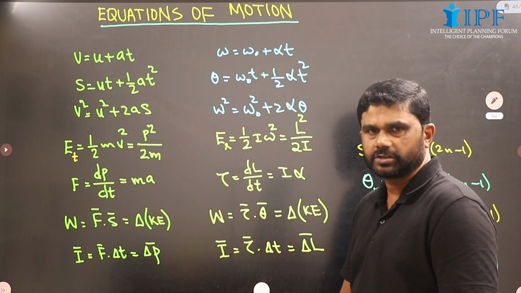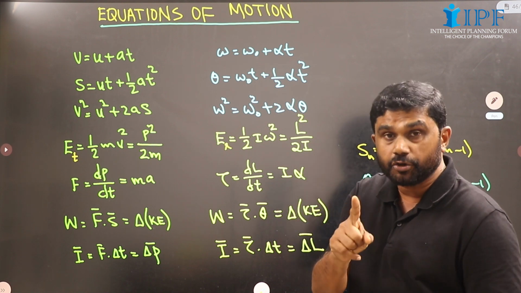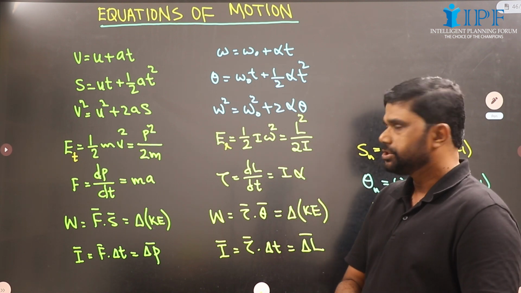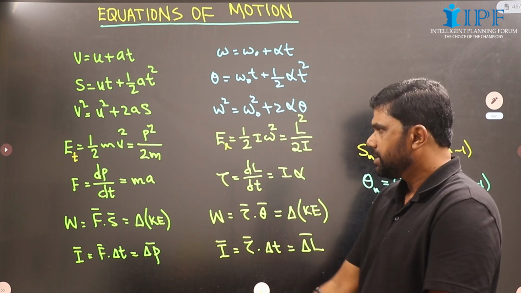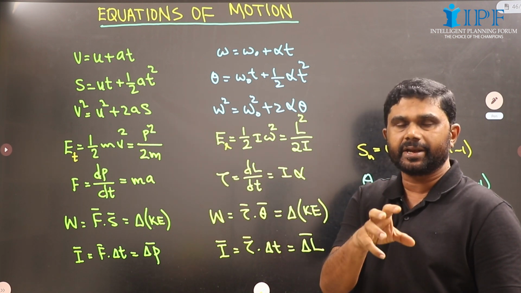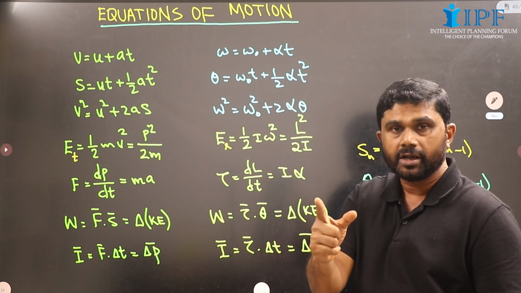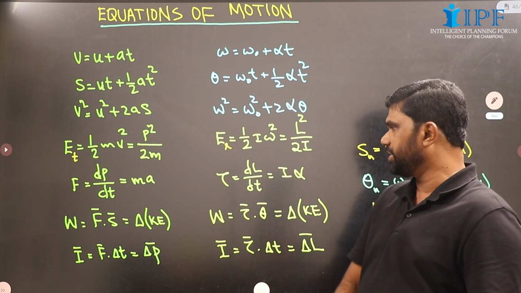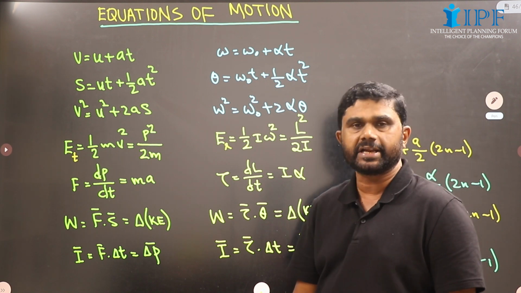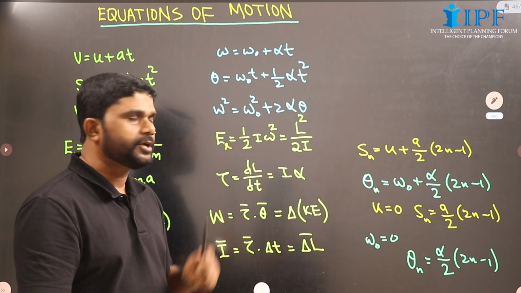Mass and linear velocity, corresponding quantities in rotational motion are moment of inertia and angular velocity. So it will be half I omega square. And here we have p square by 2m, where p is the linear momentum and m is the mass. Corresponding quantities in rotational motion are angular momentum and moment of inertia. Angular momentum is capital L and moment of inertia is I. So we will have L square by 2I.